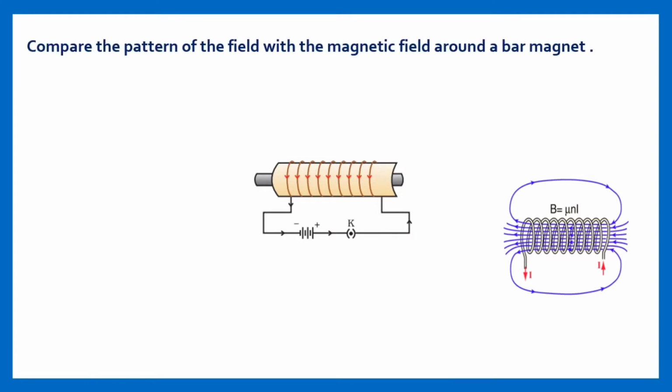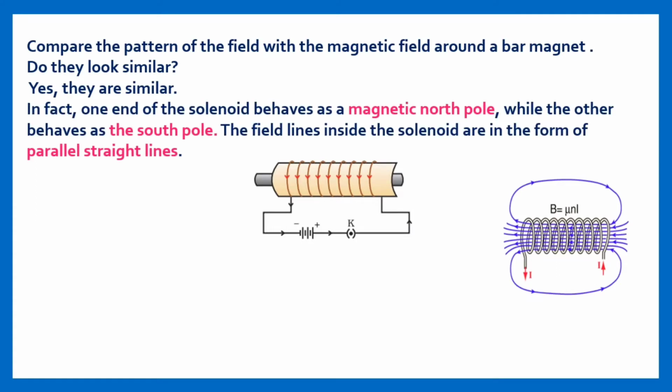So if you compare the pattern of magnetic field with the magnetic field around a bar magnet, what do you observe? Do they look similar? Yes, they are similar. Why? Because a solenoid works as a bar magnet. In fact, one end of the solenoid behaves like the magnetic north pole, while the other end of the solenoid behaves as the south pole.